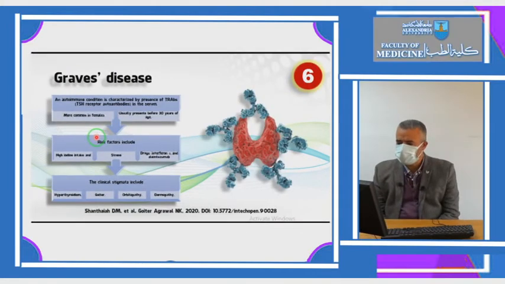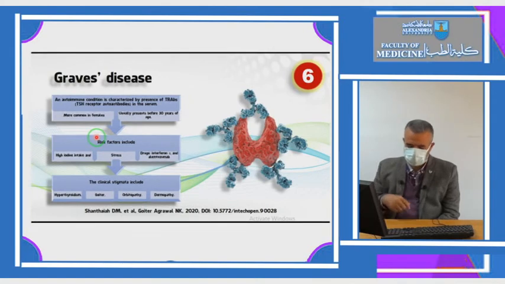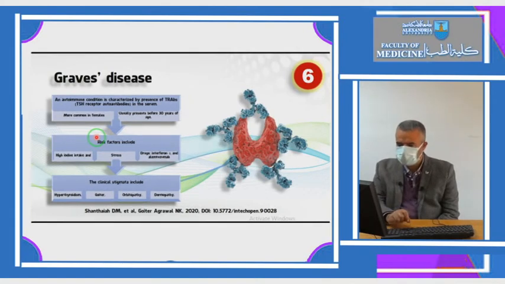And then we go to Graves' disease. Graves' disease is an autoimmune condition characterized by the presence of TSH receptor antibodies. It occurs more in females. Like all autoimmune diseases, it usually presents before the age of 30 years. The risk factors include high iodine intake, stress, and the use of certain drugs like interferon alpha and alemtuzumab. The clinical stigmata include hyperthyroidism, a diffuse goiter, the presence of orbitopathy, and rarely the presence of dermopathy.